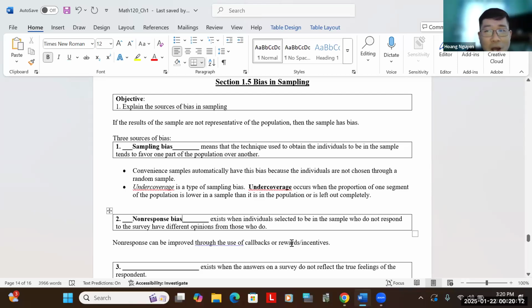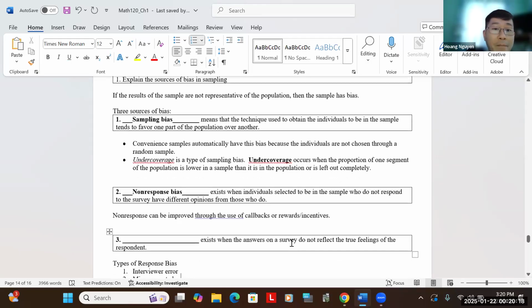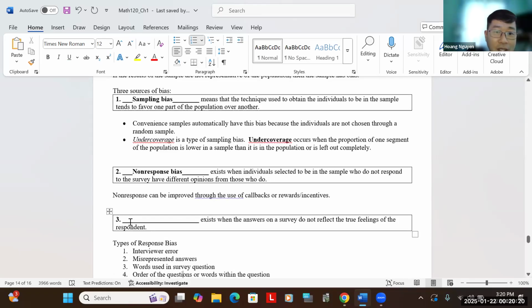Now we're going to talk about the third kind of bias, which is response bias. What does response bias mean? We have this kind of bias when the answers on a survey do not reflect the true feelings of the respondent. When you ask a question that is a little bit personal, like how heavy you are, or how many push-ups you can do in one minute, the answer might not be a true representation of the individual.